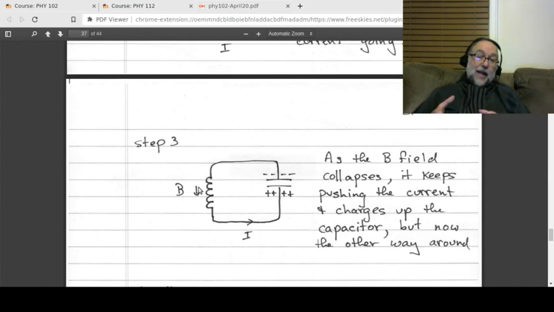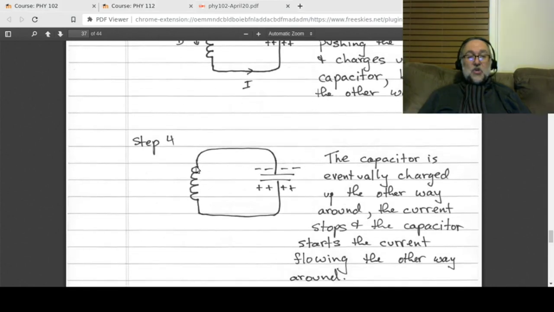as the magnetic field collapses, the inductor keeps pushing that current. And now the capacitor starts to build up with a positive charge on this side and a negative charge on that side. Well, that continues until the inductor just has no more energy left. The magnetic field is totally collapsed. And you're back to the situation where there's no magnetic field in the inductor, and the capacitor is totally charged up. But now what does the capacitor do? The capacitor says, I want to discharge. I want to discharge by sending my current back the other way.